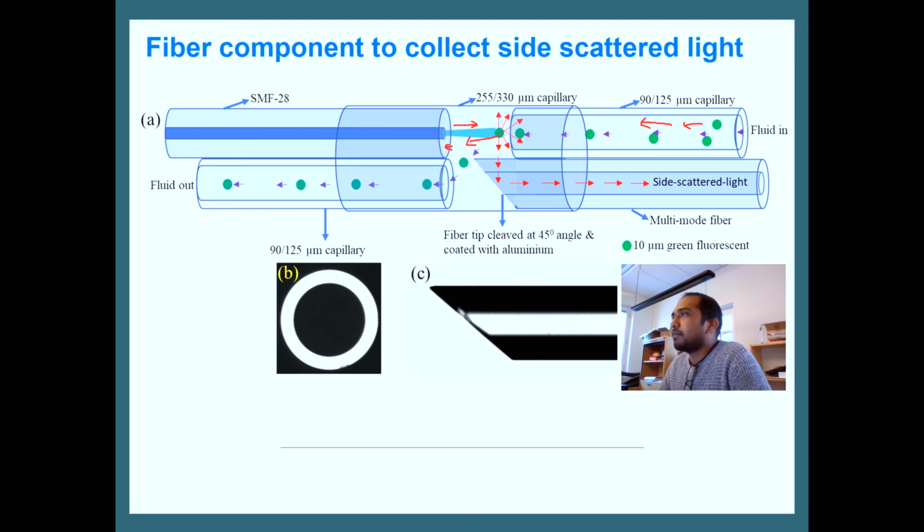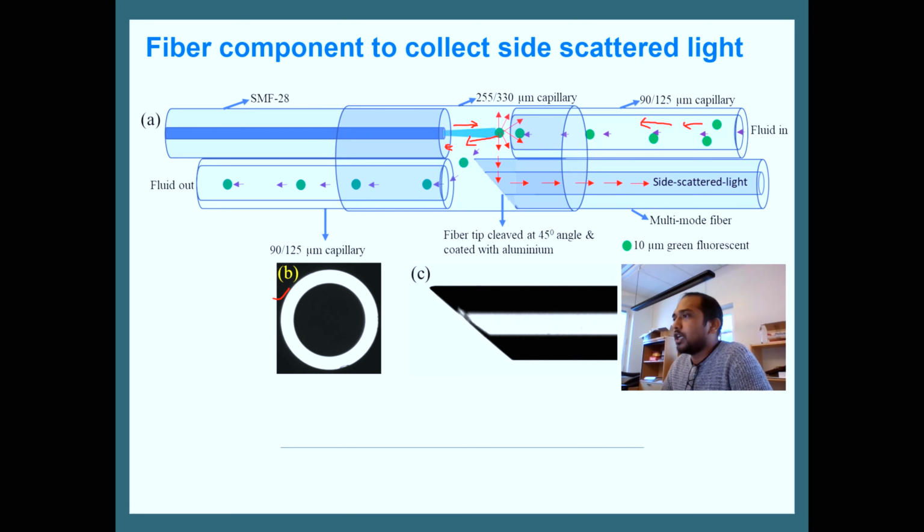The light scattered in the backward direction is collected by the outer core of the double clad fiber, and the light that is scattered to the sides is collected by another fiber which is cleaved at an angle of 45 degrees, and the end tip is coated with metal. The cross section of the silica capillary is given in this diagram here. Here it has an inner diameter of 90 microns and an outer diameter of 125 microns. And the angled fiber is prepared in order to collect the side scattered light.